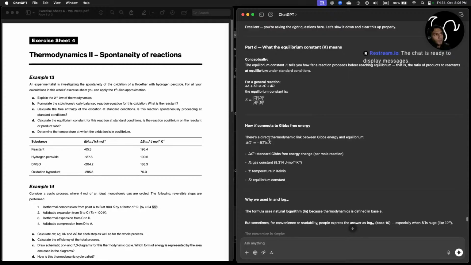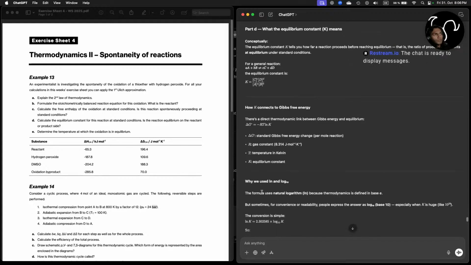That's a direct thermodynamic link between Gibbs free energy and equilibrium. Gibbs free energy per mole, reaction, gas constant, equilibrium constant. Why we use ln: the formula uses natural logarithm because, oh, that was a natural logarithm, okay. Because thermodynamics is defined in base e. Oh, that's one heck of a sentence. What does that mean? I don't know.